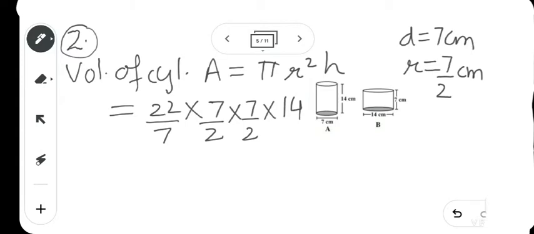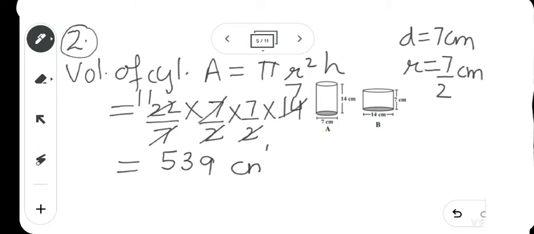Now we can cancel the terms which are common. 7 will cancel with 7, 2 will cancel with 22, it will come 11. Then this 2 will cancel with 14, it will come 7. 2 ones are 2, 2 sevens are 14. Now what are we left with? We are left with 11, 7 and 7. So we can multiply them. 7 sevens are 49. And if we multiply 49 with 11, what do we get? You can multiply and check. It will come 539. Nothing is in the denominator. So 539 is the volume of cylinder A.